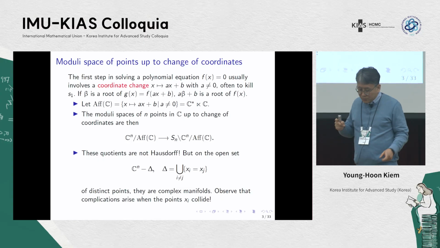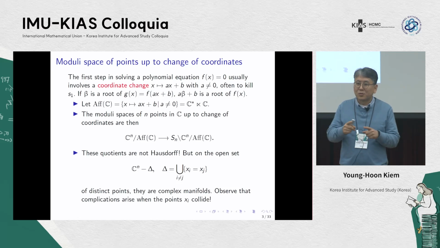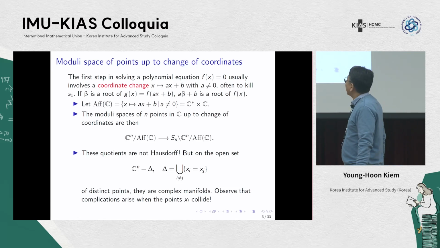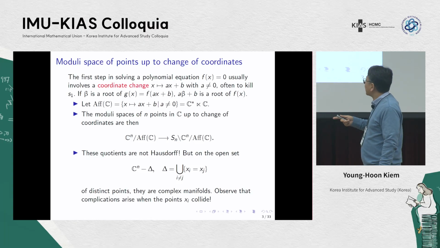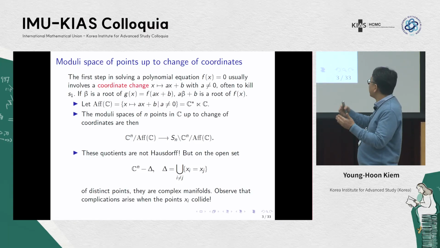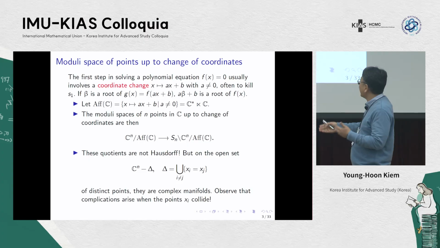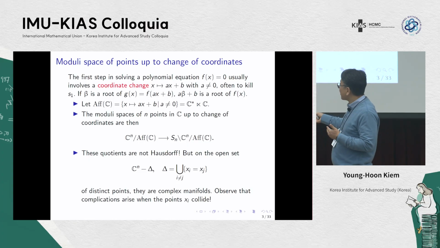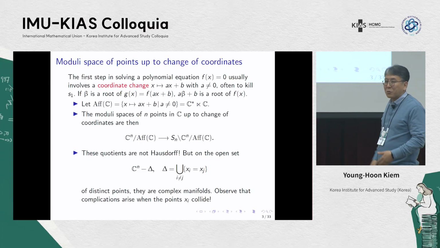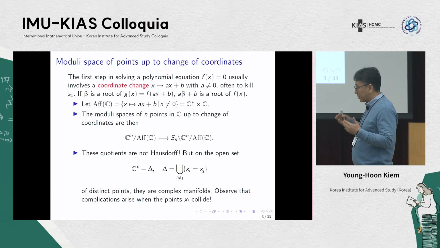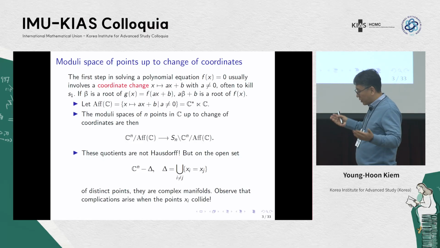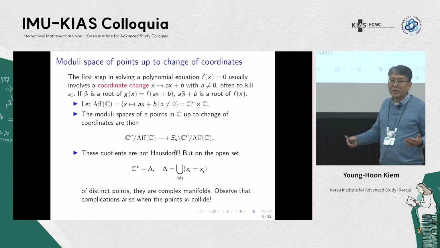But the goal is to kill some of the coefficients of the polynomial to make the polynomial easier. We can do that because if you know the root of a new polynomial obtained by replacing x by ax plus b, then you can get a root of the previous polynomial, obviously, and vice versa. So it's okay to apply this change of coordinates when you are interested in solving polynomial equations.